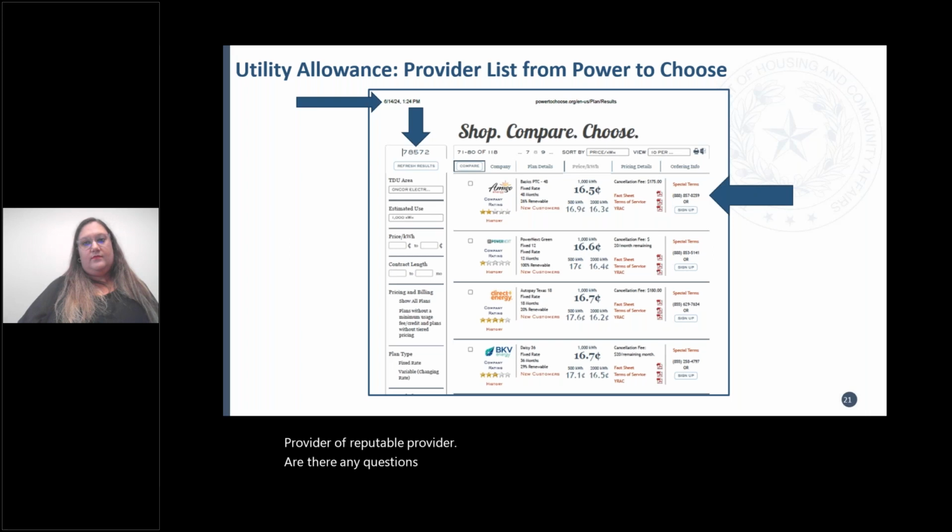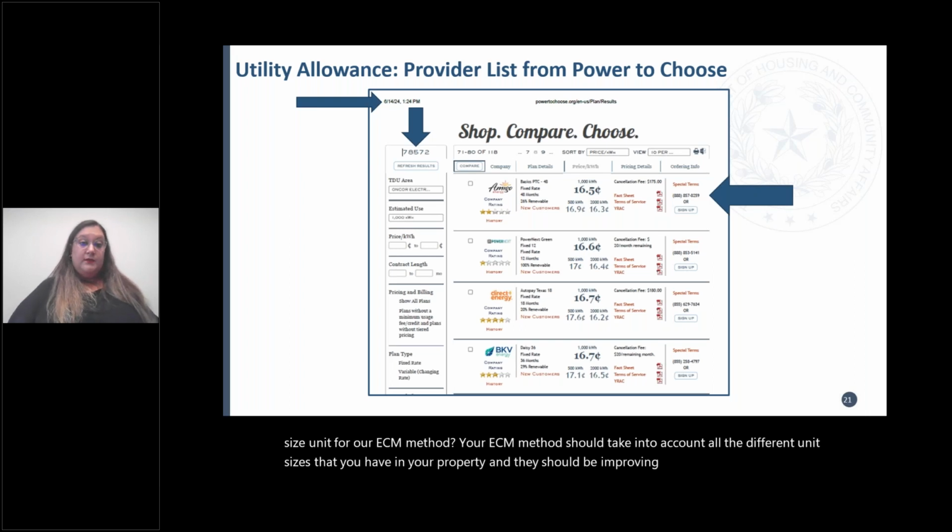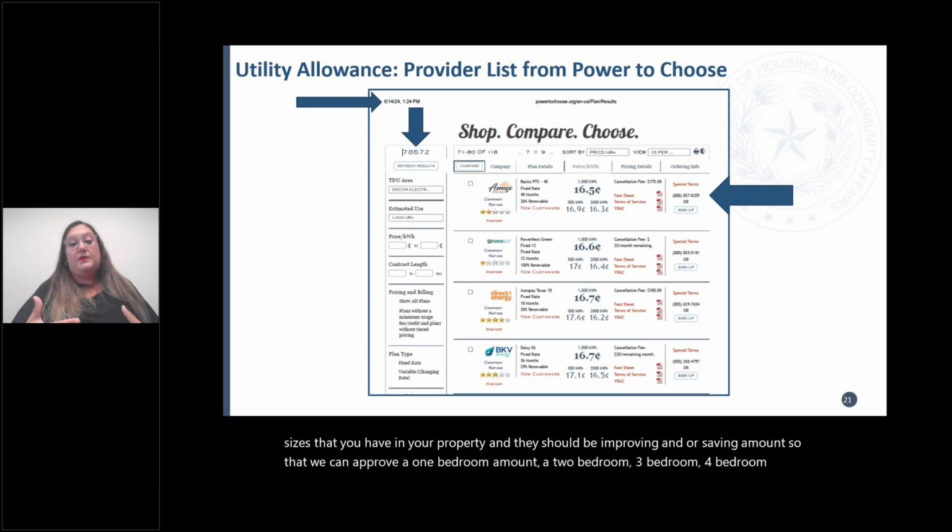Okay. There is one question. Do we need to submit a utility for each size unit for our ECM method? Your ECM method should take into account all the different unit sizes that you have at your property, and they should be approving or sending an amount so that we can approve a 1-bedroom amount, a 2-bedroom, 3-bedroom, 4-bedroom, efficiency, kind of whatever your makeup is.